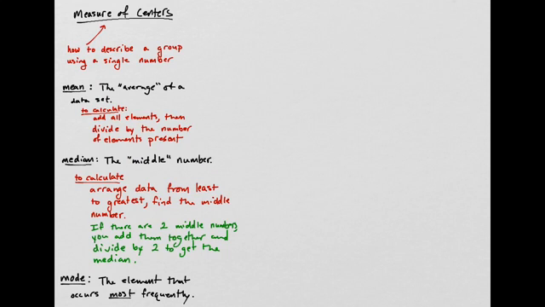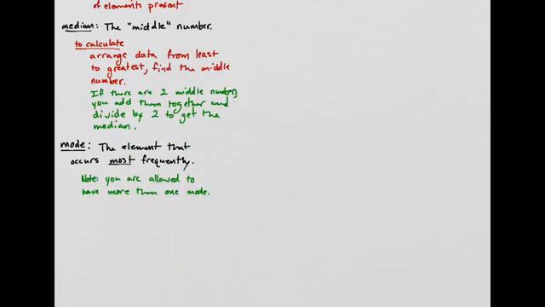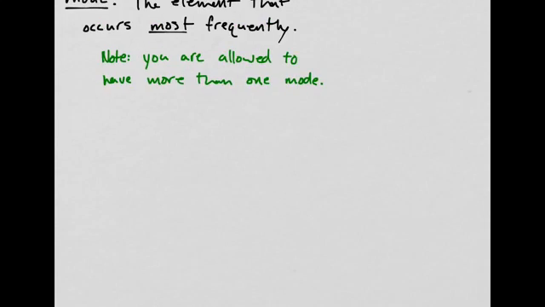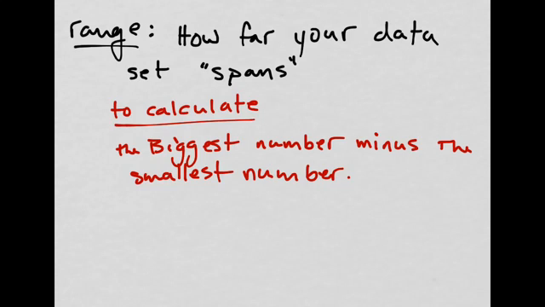Those are measures of the center. We should also say range. What is the range? The range is how far your data set spans, like how much it encompasses. To calculate it, it's just the biggest number minus the smallest number from the data set. So you find the biggest number, and you look for the smallest number. You take those and you subtract the two, and that's the range.